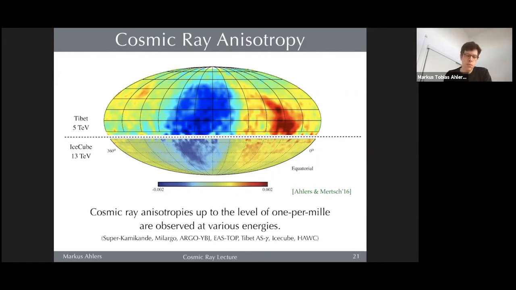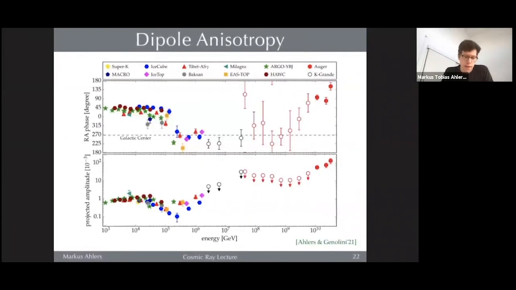So the anisotropies that cosmic ray observatories see are quite complex. In this diffusive approximation, we are focusing on the dipole, and the dipole has an orientation and a strength. And this is a summary of the dipole anisotropy coming from various experiments. Here in the lower plot, you see the total amplitude of the dipole, and in the upper plot, you see the orientation with respect to the equatorial plane. And you see that there are some very interesting things going on in dipole anisotropy. You have a very strong dependence on energy.